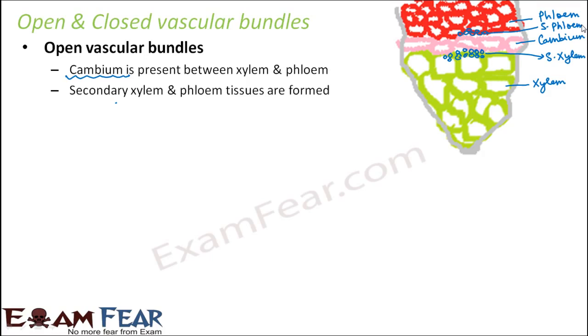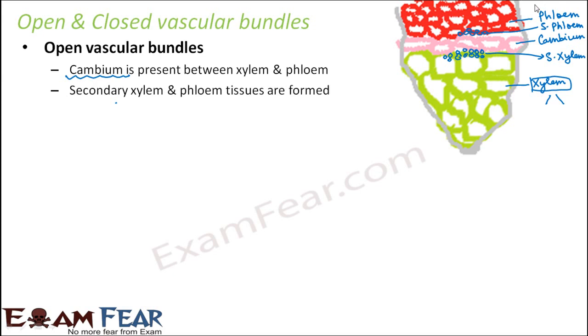Now let me have a quick recap so that you do not get confused. This is my primary xylem. Now this primary xylem can be of two forms. One is protoxylem, one is metaxylem. Protoxylem, which is formed earlier, metaxylem, which is formed later.